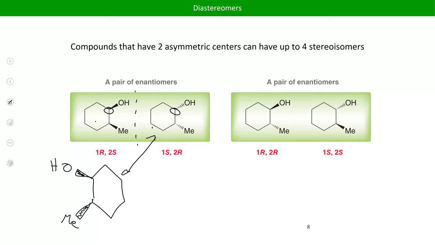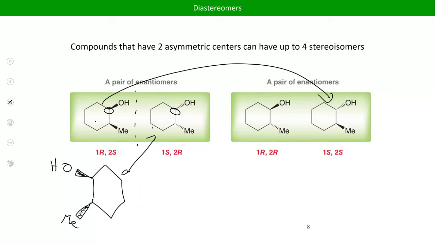Anytime you swap two substituents, that's the same as doing the mirror image. So if you can look at this and say, okay, I had OH up and hydrogen down, and now everything's in the same position, but the OH is down and the hydrogen's up, that's a mirror image of that stereocenter. If I take the mirror image of the oxygen stereocenter, but not the methyl stereocenter, it's not a mirror image, because I flipped one of them, but not both of them. A mirror image, by definition, will flip both of them.